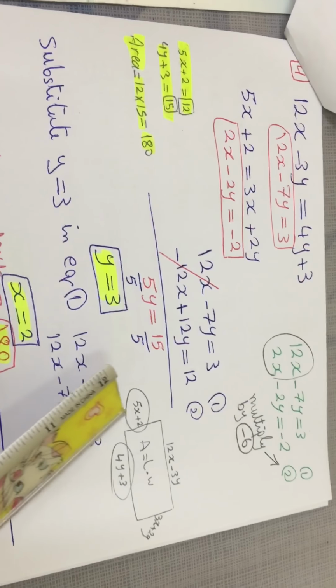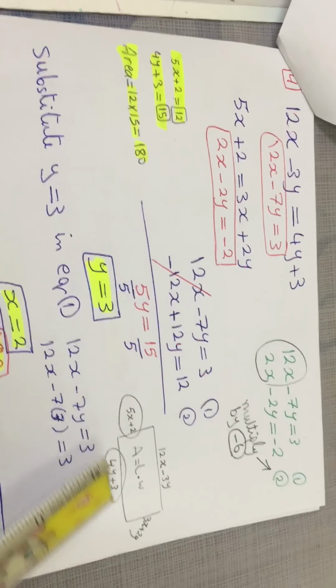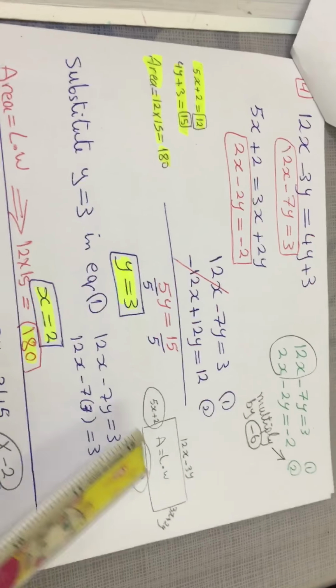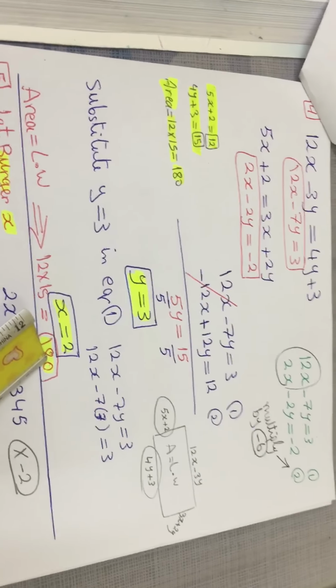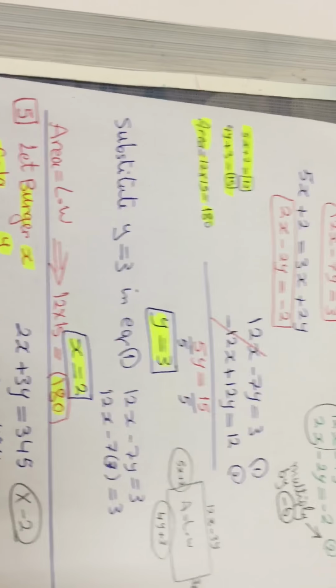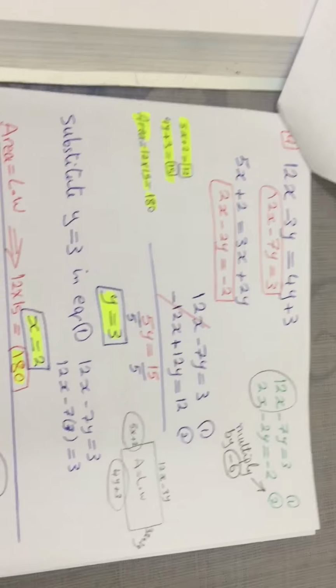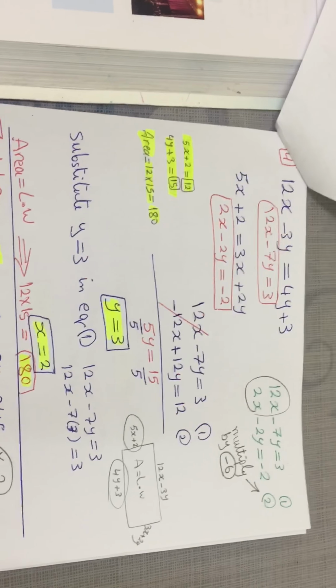Now I have side 12 and side 15. The area is length times width, so multiply 12 times 15, equals 180. This is the problem. Very interesting problem.